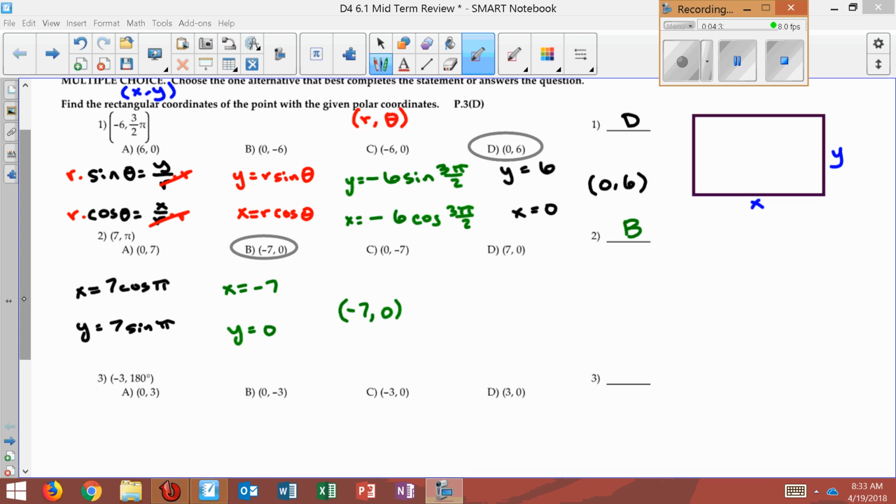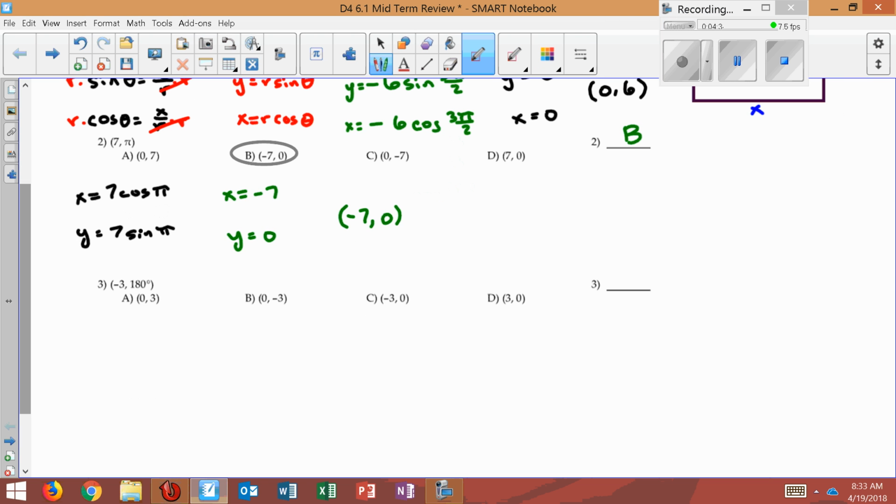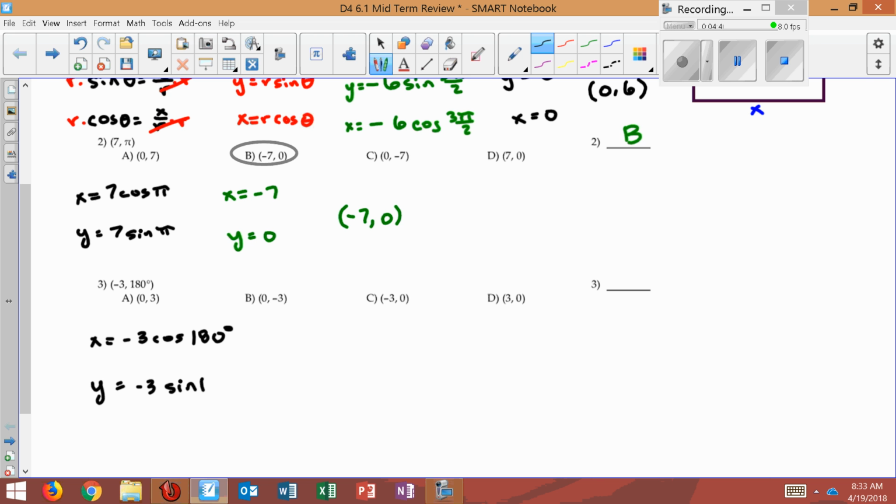And now finally, let's try the last one. This time they give us a degree. So we'll say that x is going to equal -3 cosine of 180 degrees, and y will equal -3 sine of 180 degrees. So now the reference angle is 0. If you want to use your hand trick, you'd be using your pinky again. We'll type this in the calculator and see what we get.